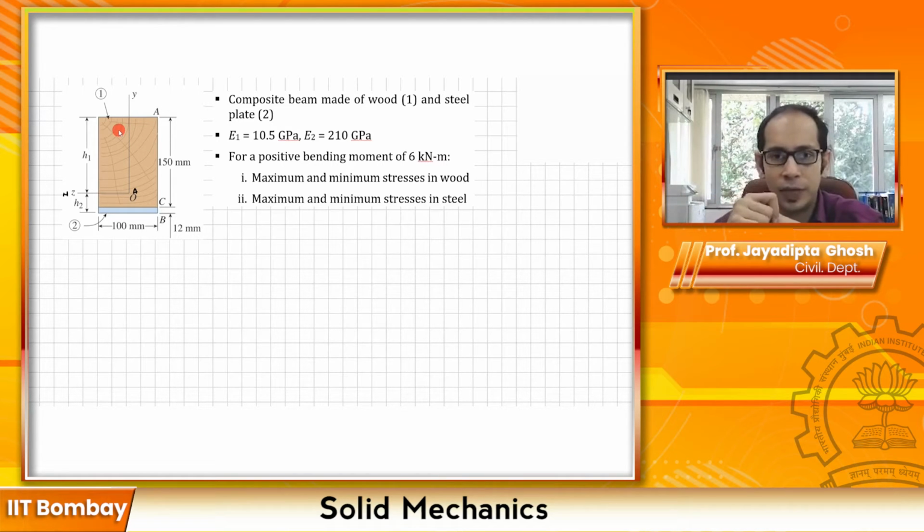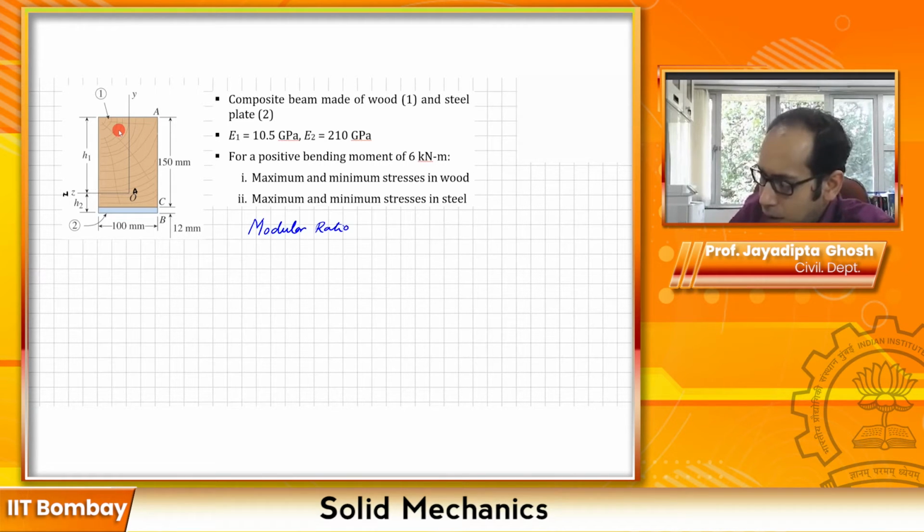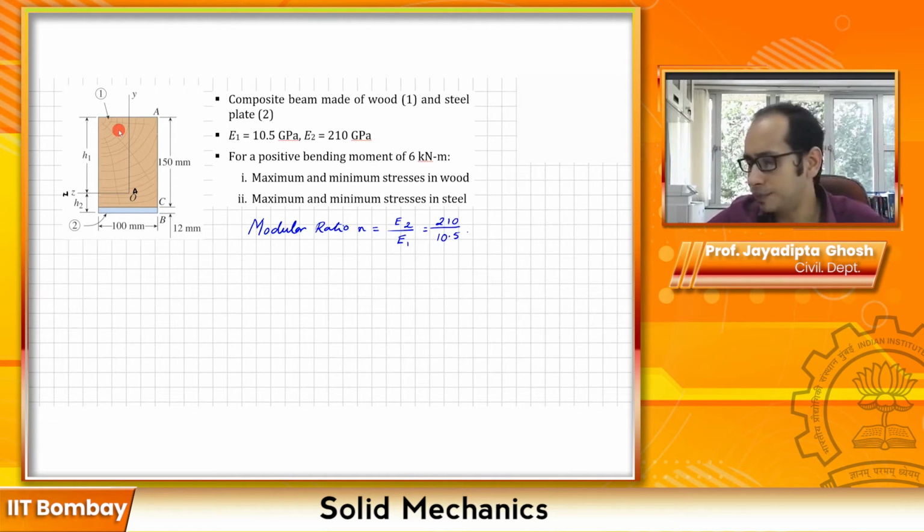For that we have to calculate, remember, first the modular ratio. So let us calculate the modular ratio over here. I'm going to write the modular ratio. N is simply E2 divided by E1, so that is 210 divided by 10.5. If you calculate this, what you essentially get is 20, right? So my modular ratio N is 20. So I have calculated my modular ratio.